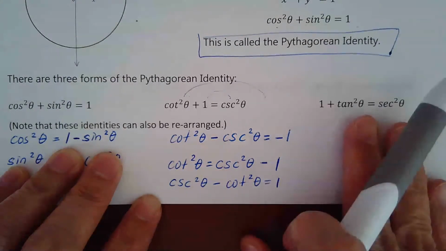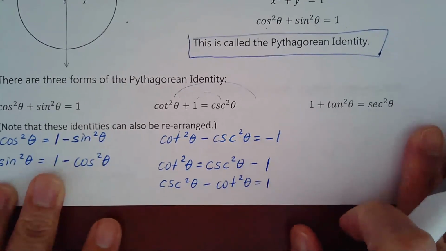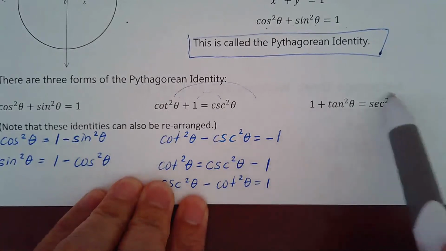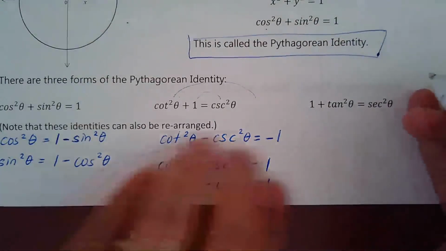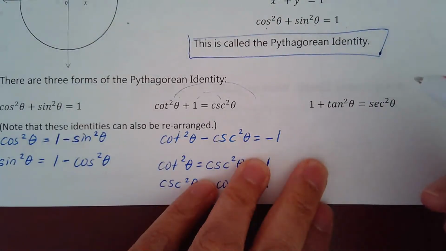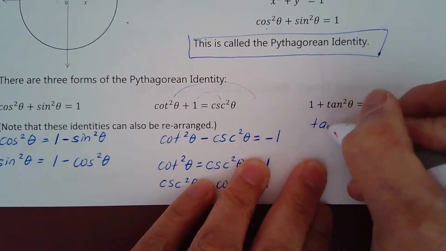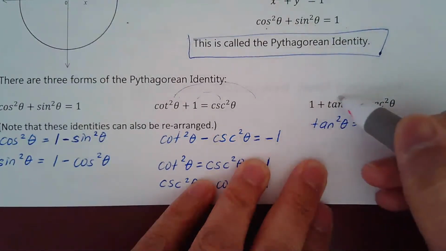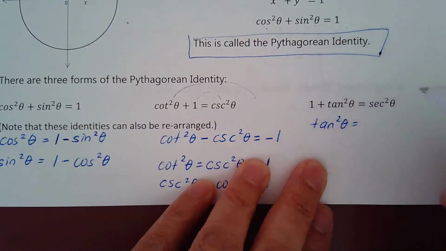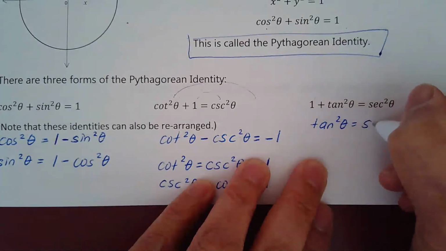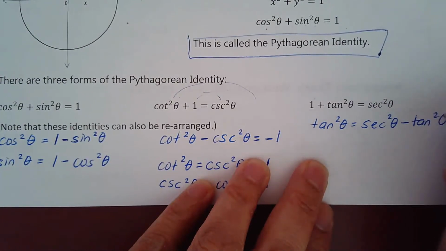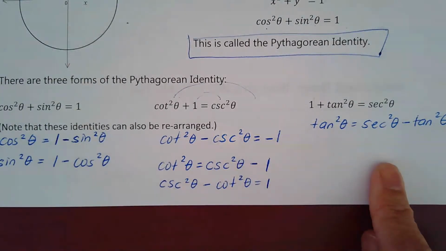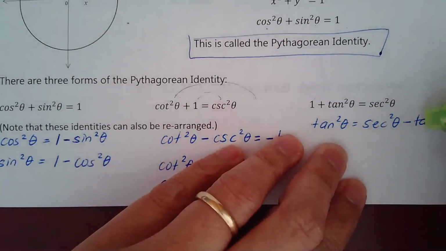Okay, now let's take a look at this one. What are the other ways that we can rewrite this? So I can go tan squared theta. If I want to have the tan squared theta alone by itself on one side of the equation, then I can bring this to the other side of the equation. So that becomes secant squared theta minus 1. Oh, sorry, minus 1 rather. Minus 1.